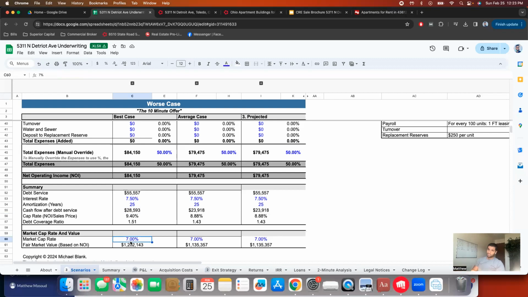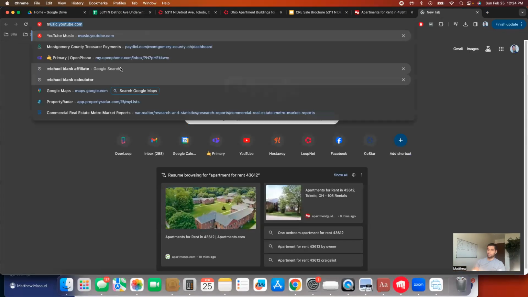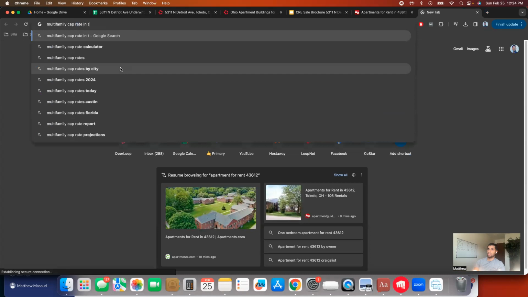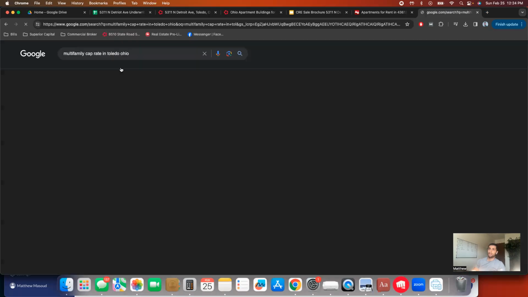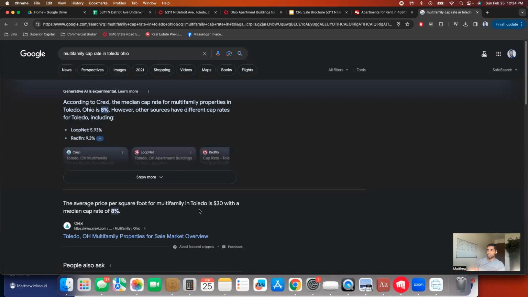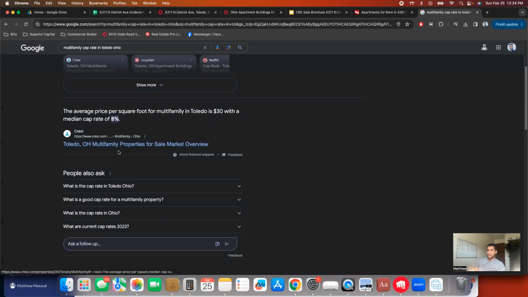Now, market cap rate. This is an item that will have a large impact on whether or not you purchase the property. Market cap rate is essentially saying, how much is the building going to be worth, or what cap rate is the building going to trade at once it's stabilized. If you know the market, you probably already know this number. I'm not too familiar with the Toledo market, so what I'm going to do is literally look up multifamily cap rate in Toledo, Ohio, and you'll get a bunch of different reports. It looks like Crexi is saying an 8.